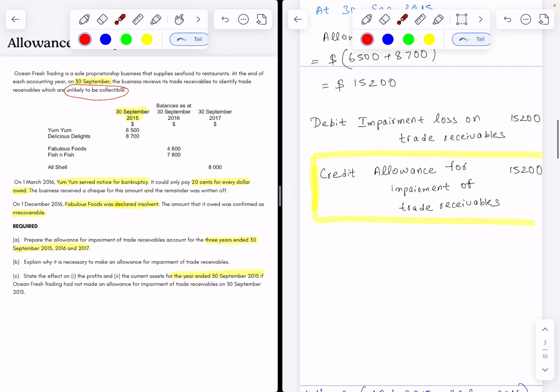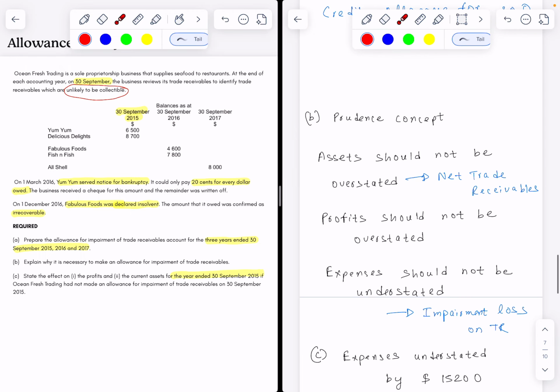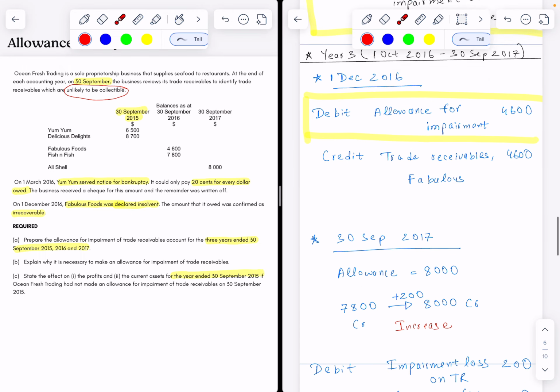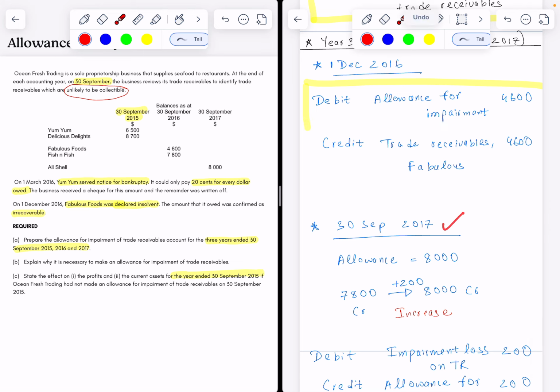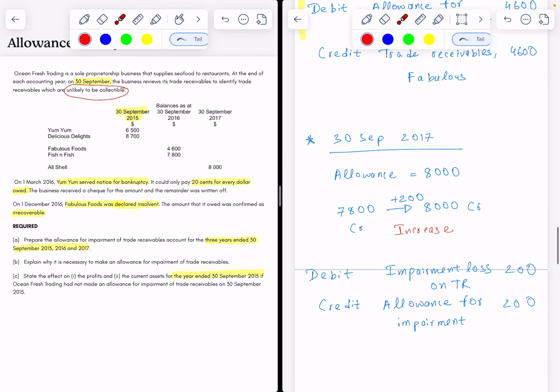Now, after this event is done, what do we have next? Next, we have got 30 September 2017, which is the end of the third financial year. And based on the information given here in the table, we can see that we had one customer known as All Shill who owed us $8,000, and we know that there are significant uncertainties involved in collecting this $8,000. So we want to store it in our allowance for impairment of trade receivables ledger account. So at 30 September 2017, we know the ending balance for allowance should be $8,000, right?